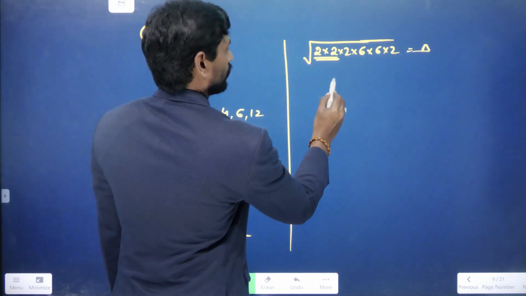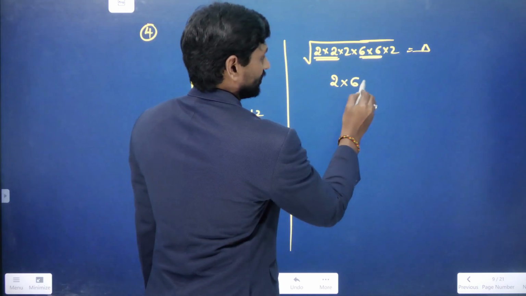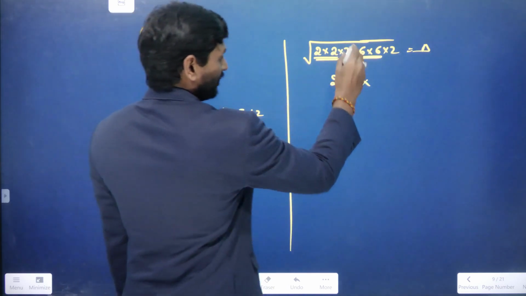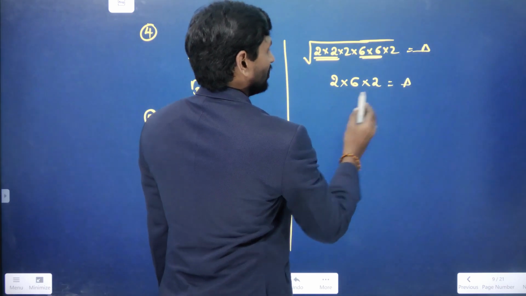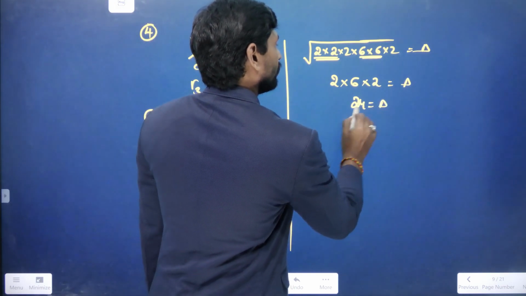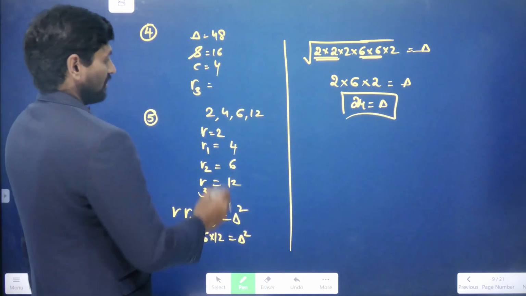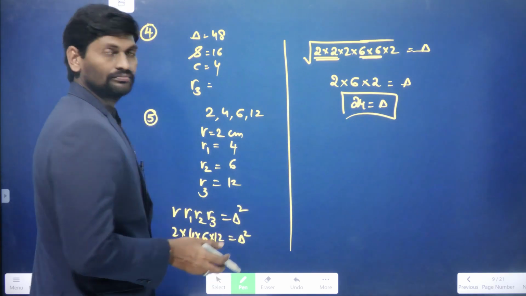From these two 2s, one 2 will come without the root. From these two 6s, one 6 will come without the root. From the remaining 2s, one 2 will come without the root. So 2 into 2 is 4, 4 times 6 is 24. Therefore, the area of the triangle is 24 centimeters square, because it is given in centimeters.